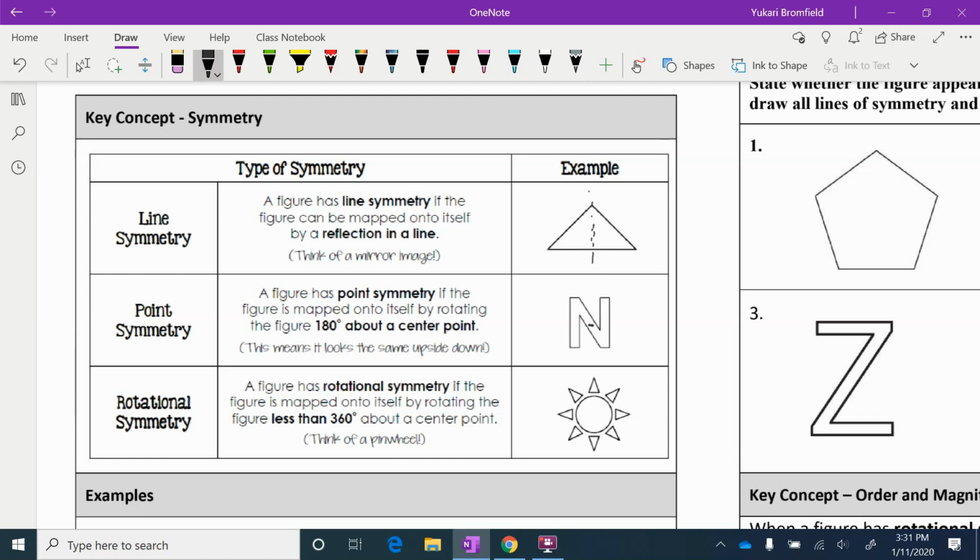And then a rotational symmetry, a figure will have that if you can rotate it and it's the same figure, but you have to rotate the figure by less than 360 degrees. Think of it like a pinwheel. Here, I can rotate it by this amount and you would get the same figure back. So that shape has a rotational symmetry. Let's do some examples.